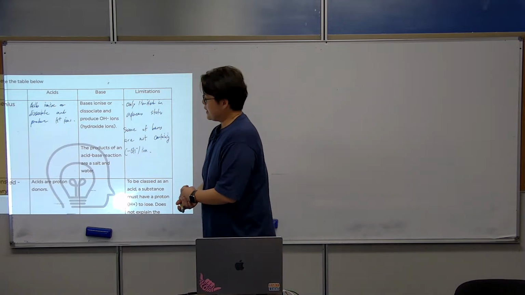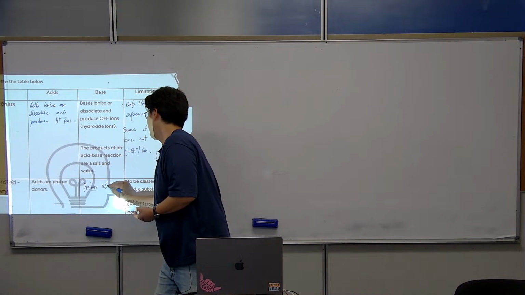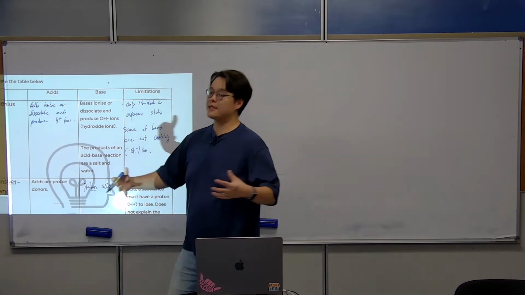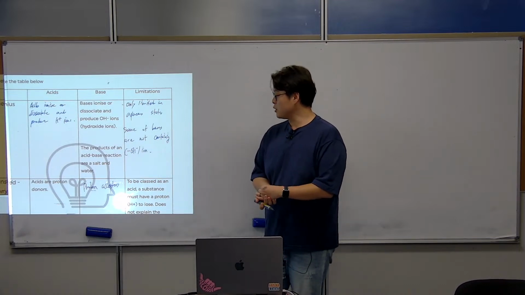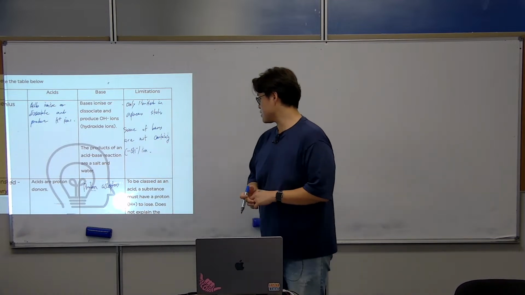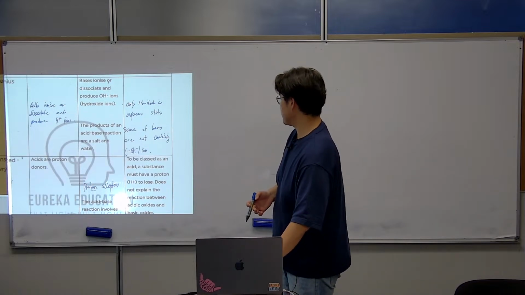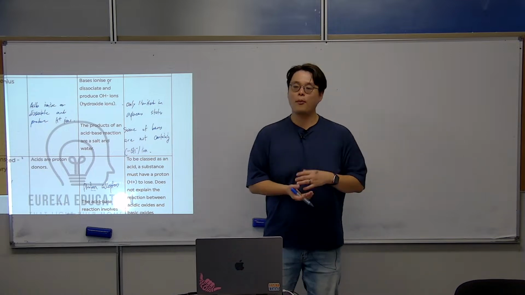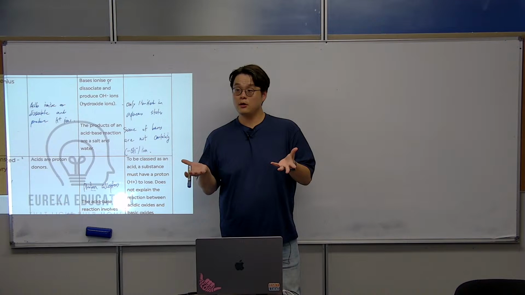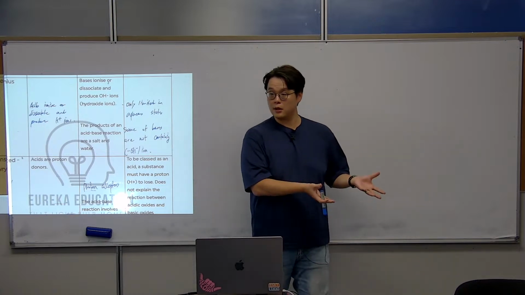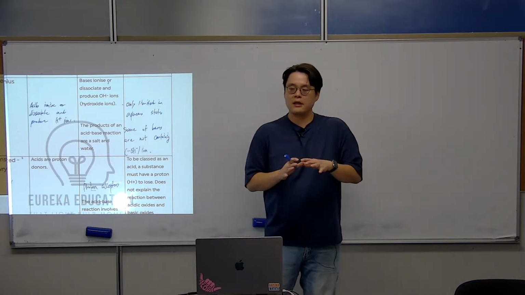Bronsted-Lowry defined an acid as a proton donor, and a base as a proton acceptor, accepting the protons. The limitation is very important for Bronsted-Lowry too. To be classed as an acid, a substance must have a proton, hydrogen, to lose. It does not explain the reaction between acidic oxide and basic oxide. Some cobalt oxide, for example, could not be explained because it does not have hydrogen at all, but still changes the colors of the indicator. So they kind of left it as a limitation.